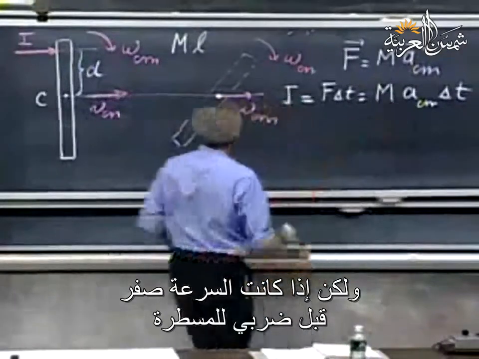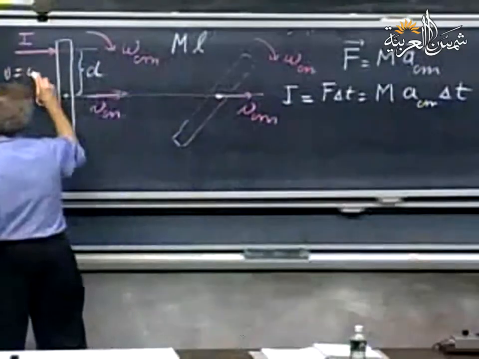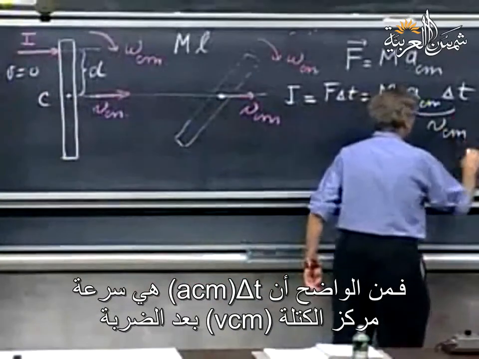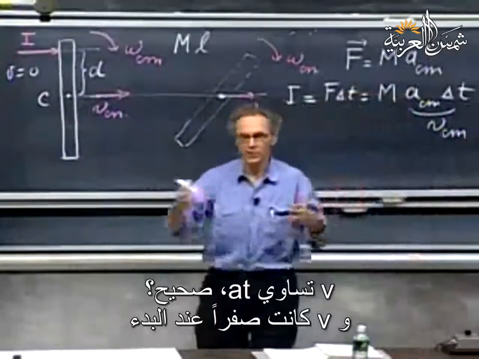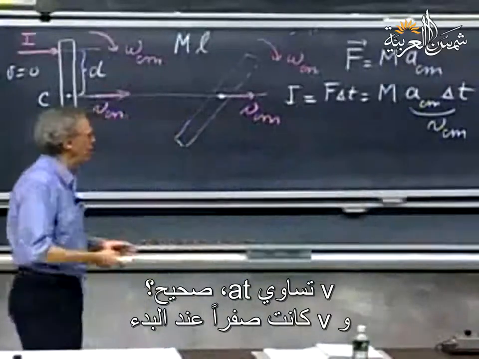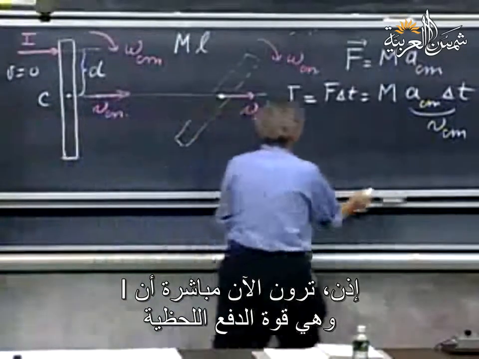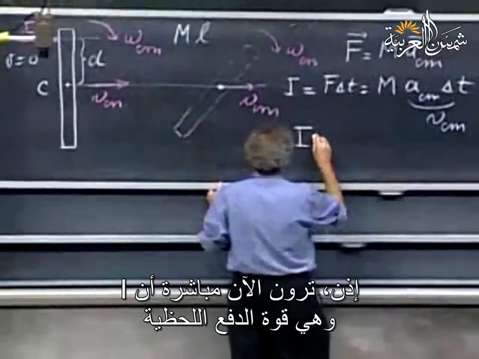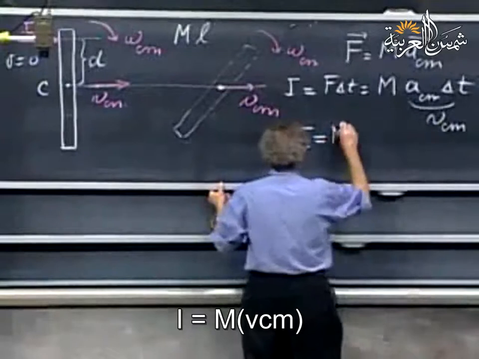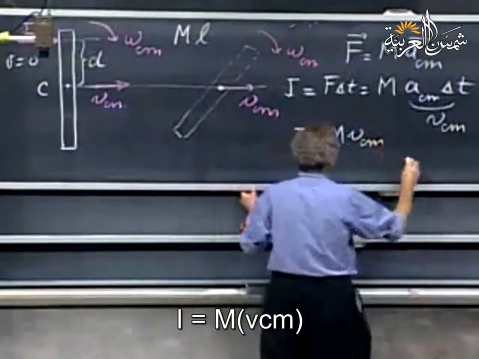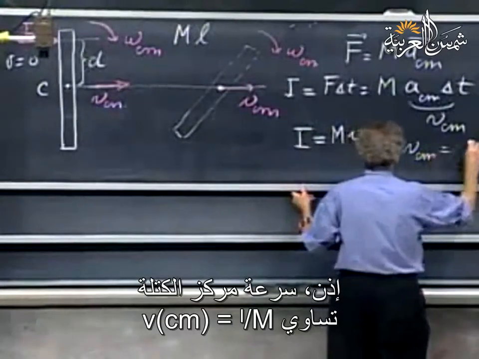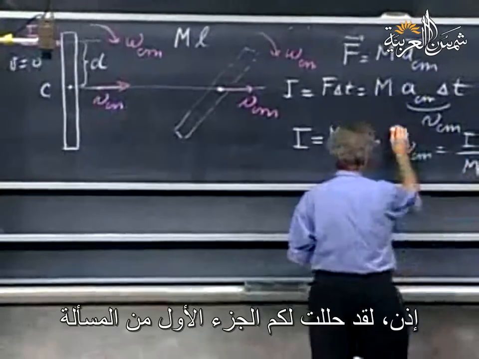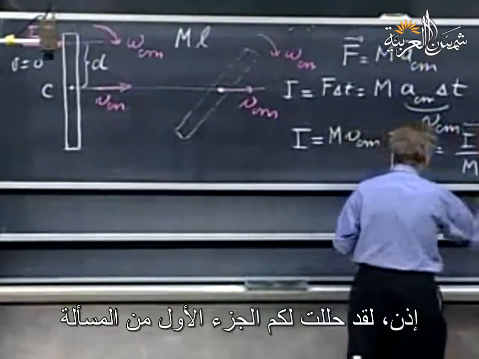But if, before I hit, this velocity is 0, then a delta t is obviously the velocity of the center of mass afterwards. V equals at, right? And v was 0 to start with. So you see now immediately that I, that is the impulse, equals m times the velocity of the center of mass. And so the velocity of the center of mass equals I divided by m. And so I have solved for you the first part of that problem.